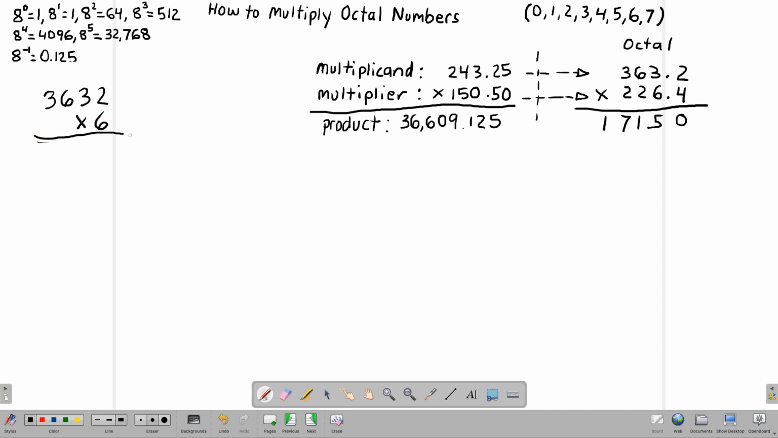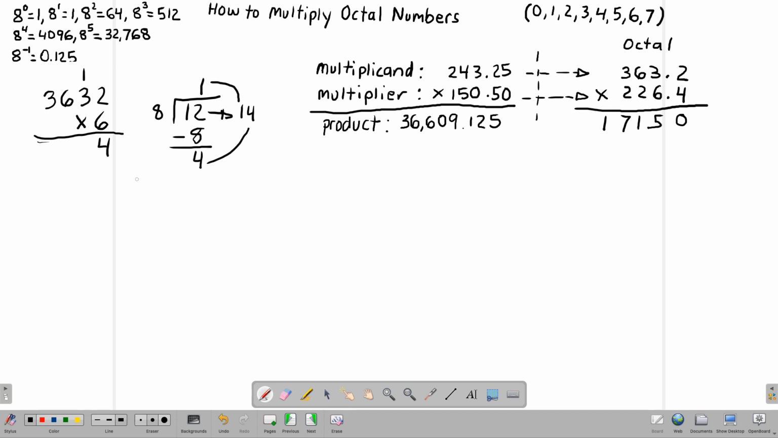Okay. So we have the first computation is 6 times 2. We get the value 6 times 2 is 12. So we have to convert that into octal, and it says 8 goes into 12 one time. 8 times 1 is 8, and we subtract 8 from 12. We get the value 4. 12 is represented in octal by the value 14. So 4 goes here, and the 1 is carried.